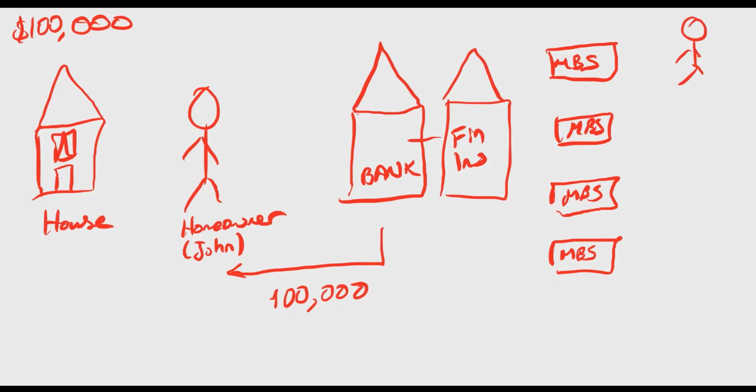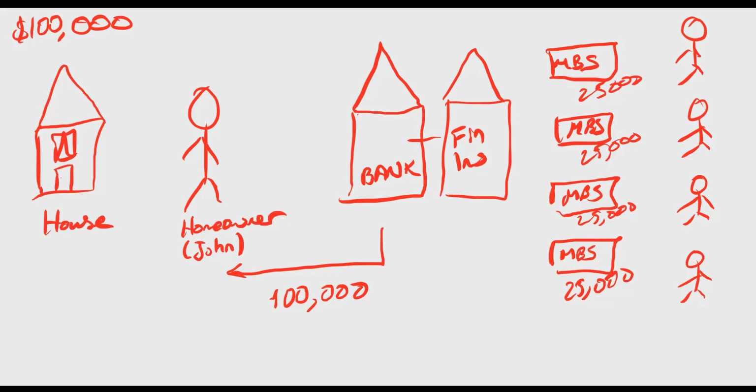And there are 4 investors around. Each investor buys $25,000 worth of these bonds. They are kind of financing John. So these $25,000 each makes $100,000. So they get this mortgage-backed security from the bank and in return pay the money, get the security, pay the money. Get the security, pay the money.